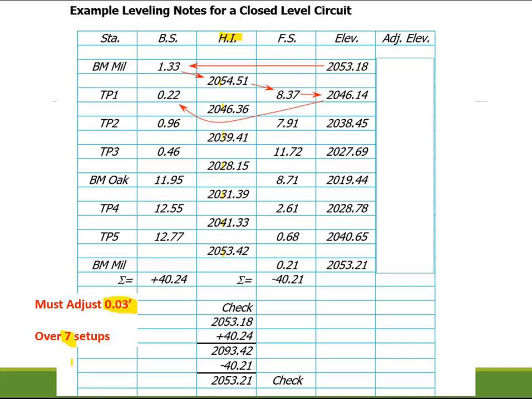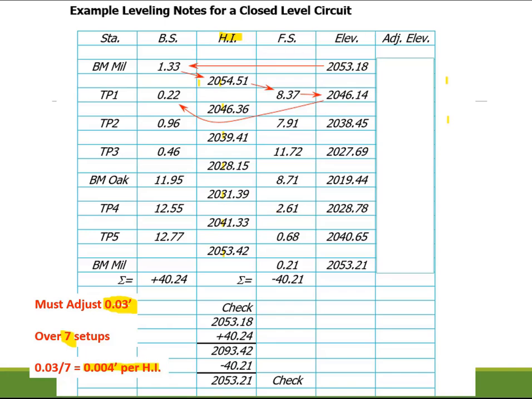So I'm above by 3/100ths, which means I'm going to subtract the adjustment factor from each of those instrument setups. I'm going to make a subtraction on each of those to make that adjustment all the way through. So I'm going to distribute that 3/100ths over 7. That gives me an adjustment of 4/1000ths of a foot, 0.004 feet for each HI.